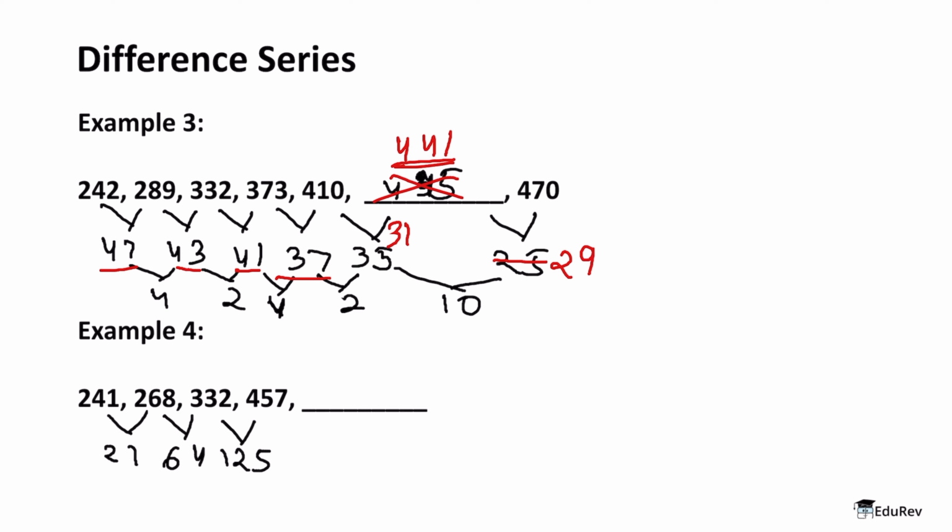125. Okay. So I can write 27 as 3 cube, 64 as 4 cube, 125 as 5 cube. With the pattern, this should be 6 cube, which is 216. And thus 457 plus 216 should be the right answer, which is 673. So here the correct answer is 673. And the pattern that we were following is that there were cubes running after 3, with consecutive numbers. So 3 cube, 4 cube, 5 cube, 6 cube, and so on.